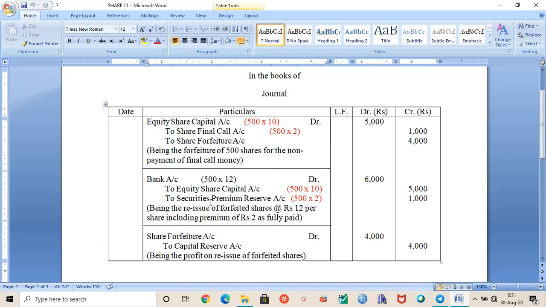Now the second entry is regarding the reissue of the forfeited shares at premium. In this question it is mentioned that these are subsequently reissued as fully paid at a premium of rupees 2 per share. So the share is reissued as fully paid, and it is at premium. The entry will be bank account debit to equity share capital account to securities premium reserve. Rupees 10 is the full nominal value and rupees 2 is for the SPR, that is securities premium reserve. In the bank section you can write 500 into 12.